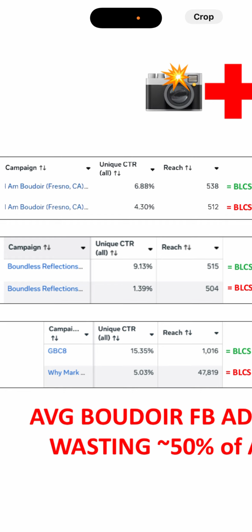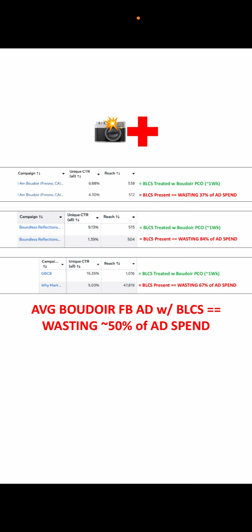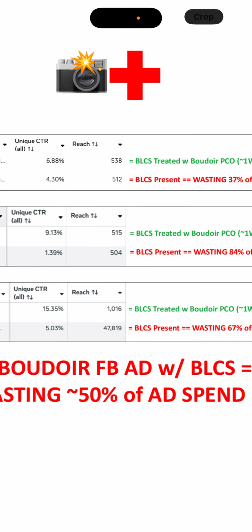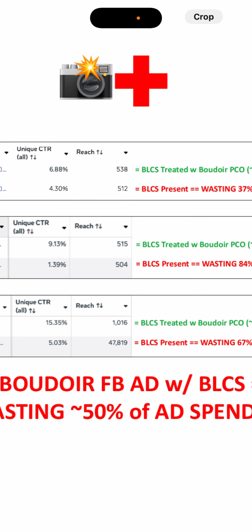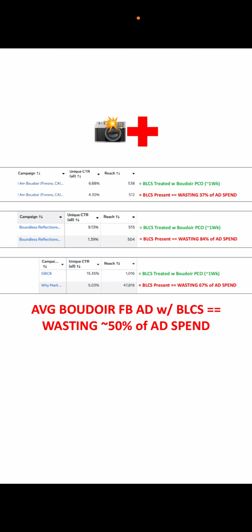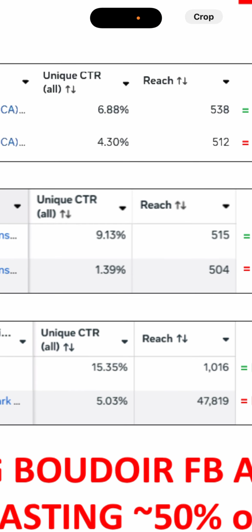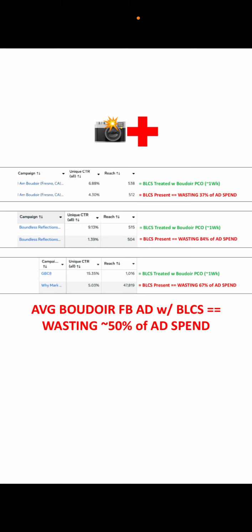Our next part of my residency, went out and found one. This is at 1.39% unique CTR. So we knew that since unique CTR is under 6%, BLCS is present, Boudoir Low-Click Syndrome. So again, I duplicated it, treated it with Boudoir Pico, the duplicated ad, took about a week, and got the unique CTR up to 9.13%. So above 6%, Boudoir brain entry boost is activated.